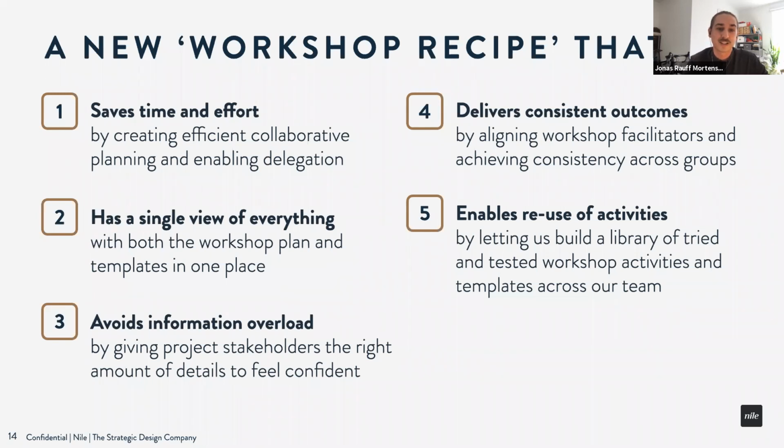Number 4, delivering consistent outcomes. The key thing here is that we tend to run a workshop in several different groups, and that means each facilitator has their own view on how to run it, but we still need to get some consistency across the groups to deliver consistent outcomes. So it should also be able to do that. And finally, we wanted it to enable reuse of the activities and tools we were using, making it easier for our whole team to find activities that are tried and tested.